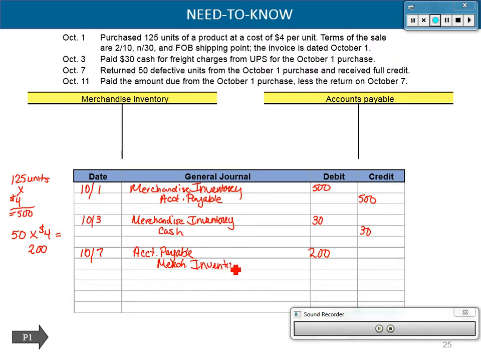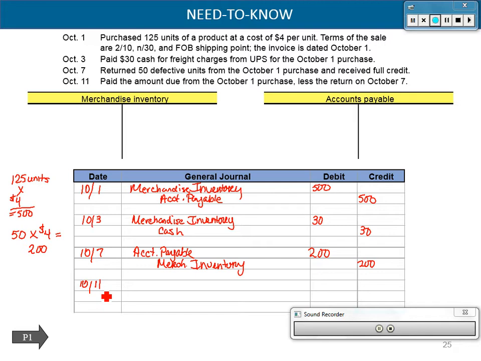October 11th, paid the amount due from the October 1st purchase, less the return on October 7th. So is it going to be the difference? Did they pay within the discount period? Yes, the 10th day. They paid on the 10th day, so we must calculate that, but we cannot do that until we account for what? The return.